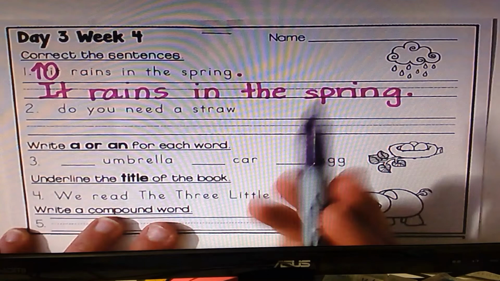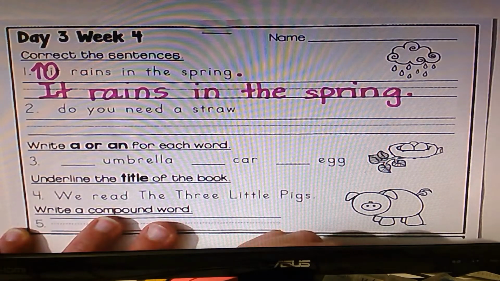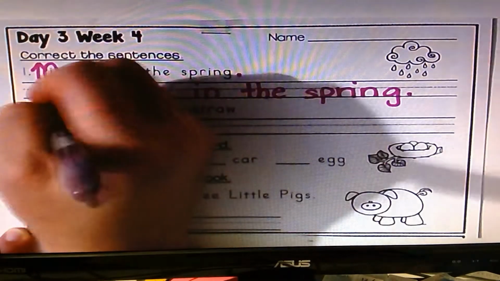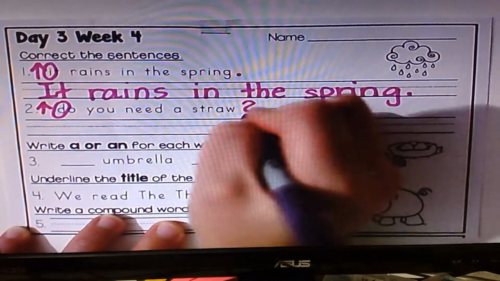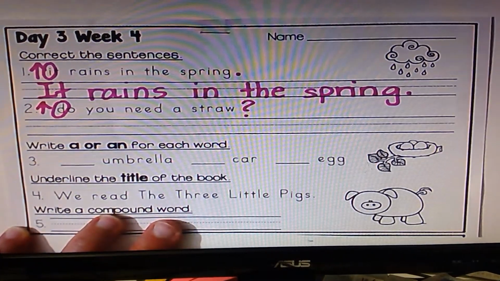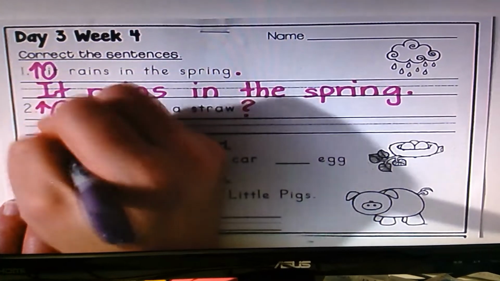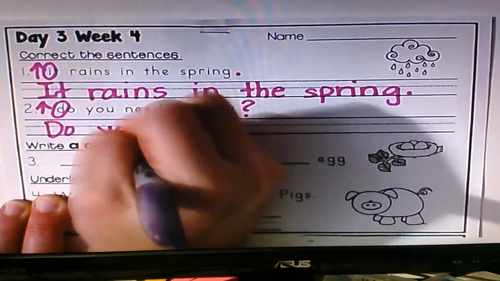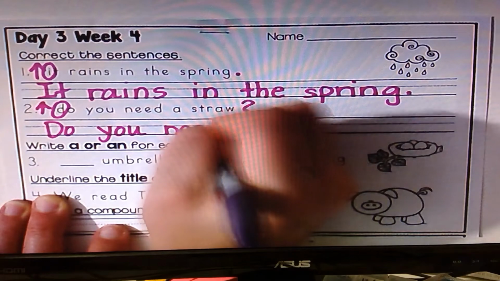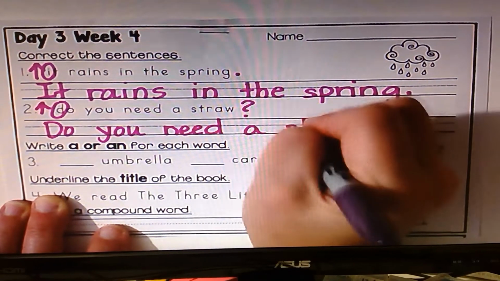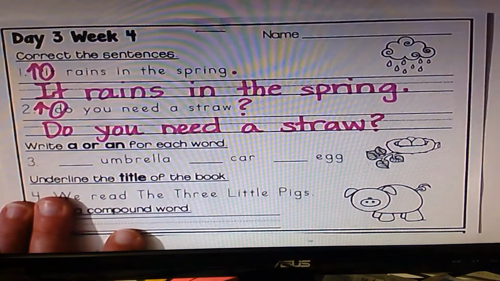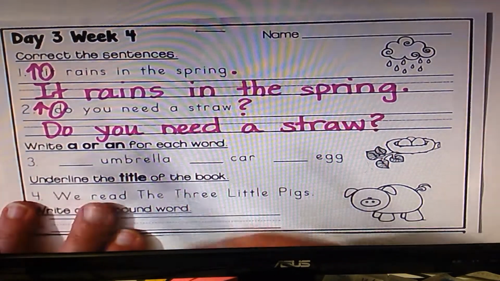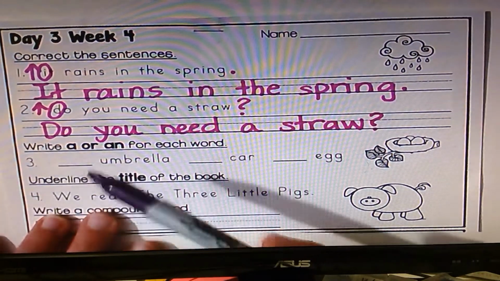Number 2, do you need a straw? Do you need a straw? It's a capital D and a question mark at the end because it is an asking sentence. Do you need a straw? Excellent job. Now, number 3 is a review of something we learned quite a while ago.